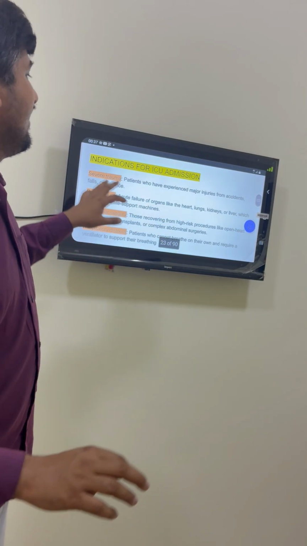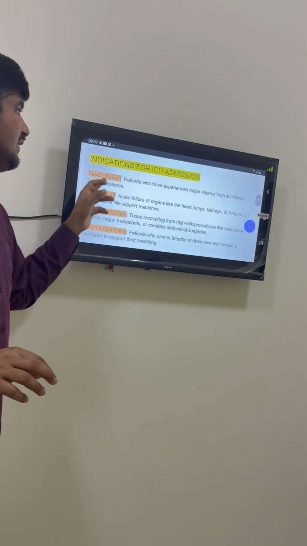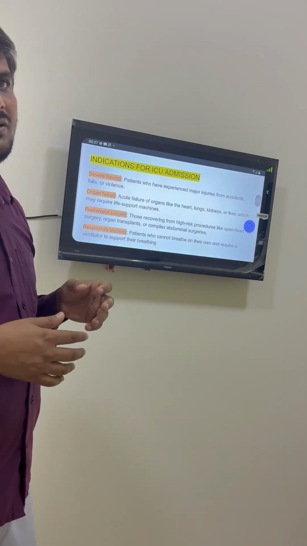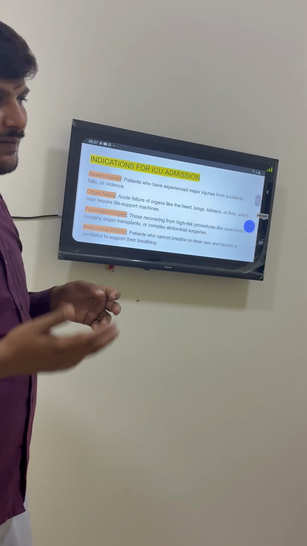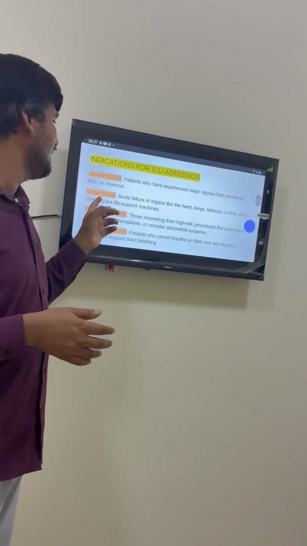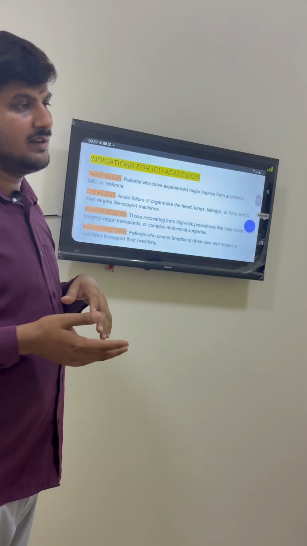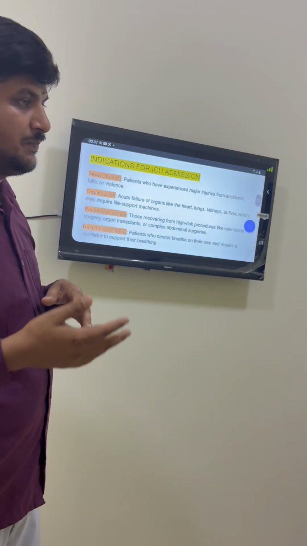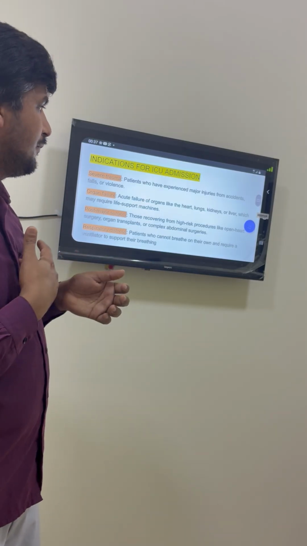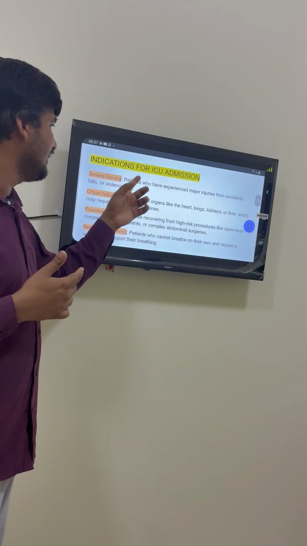Then this is the important thing: what are all the indications for ICU admission? Severe trauma: suppose a patient has a big road traffic accident with heavy bleeding and needs inotrope support, that case needs ICU admission. Organ failure is another one: suppose the patient has septic shock or ARDS, or any cardiac failure. In cases like these, ICU admission is indicated.